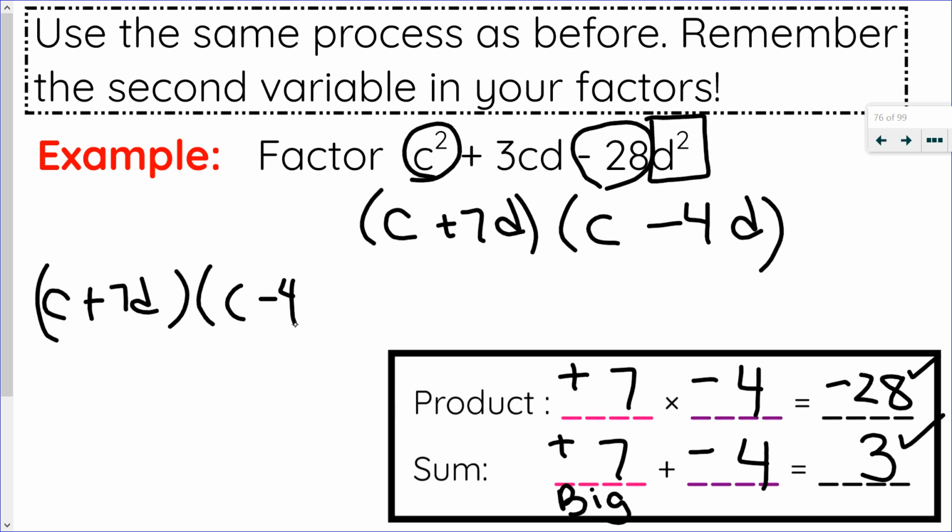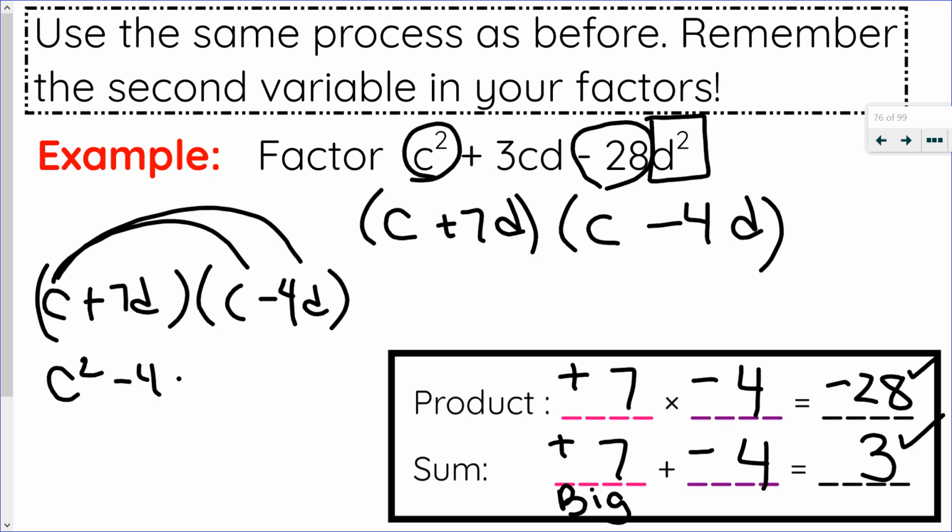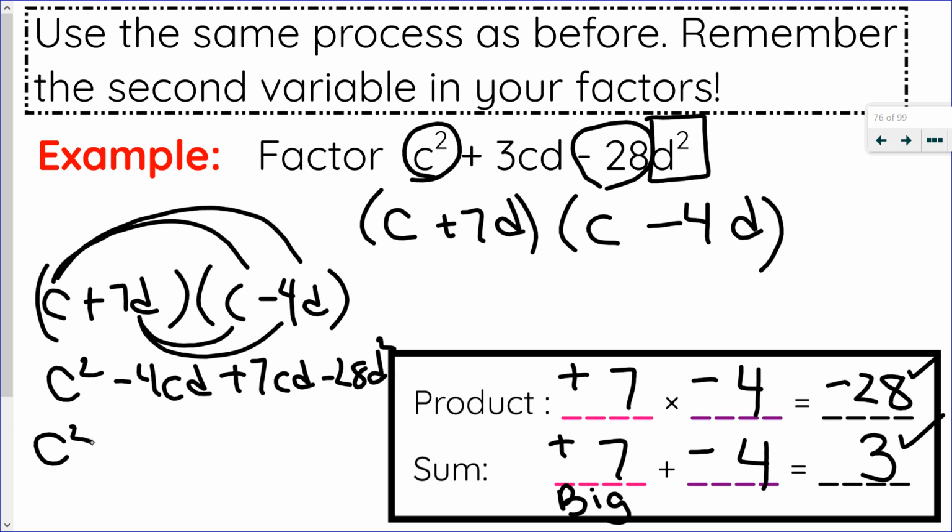So just apply the distributive property by multiplying c by c, c by negative 4d, and then I'm going to distribute 7d in, so 7d times c, and 7d times negative 4d. Grouping my like terms in the middle, I have negative 4 cd's, and I add 7 cd's, which is 3 cd's. Take away 28d squared. So since I end up with what I started with, I know that my factors are correct.